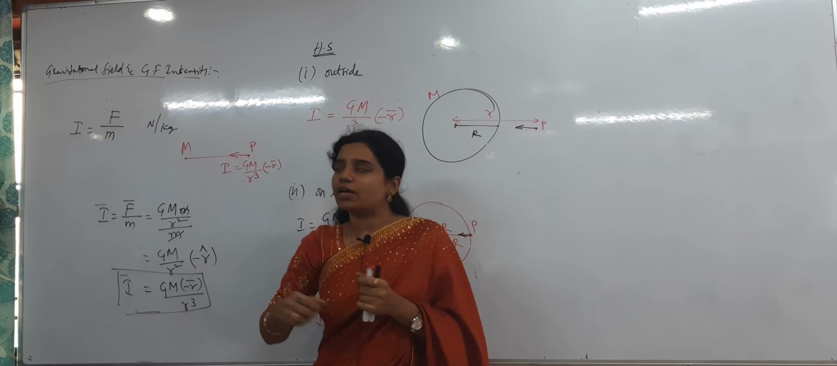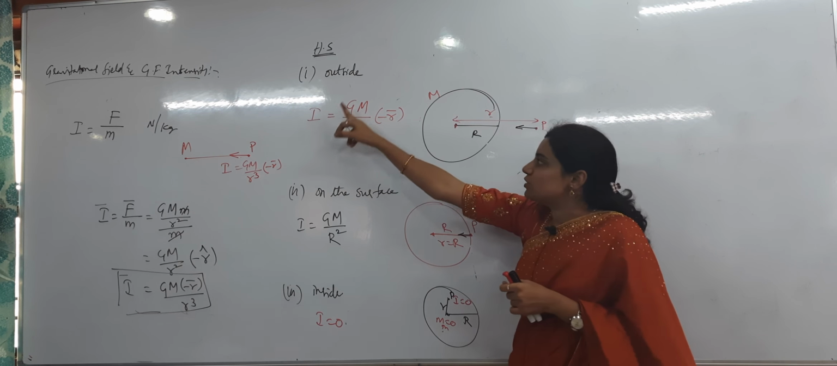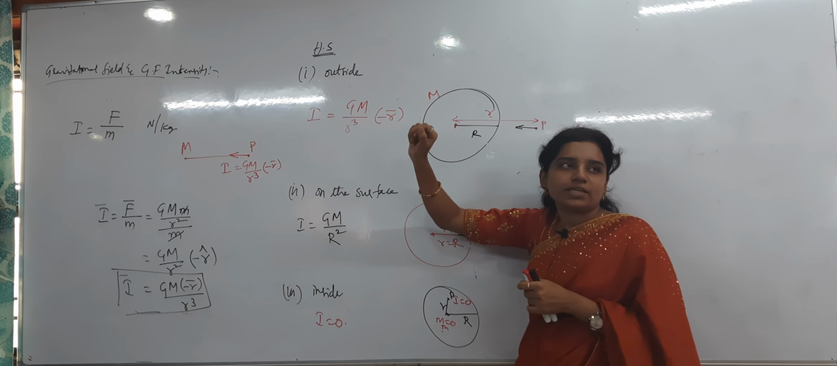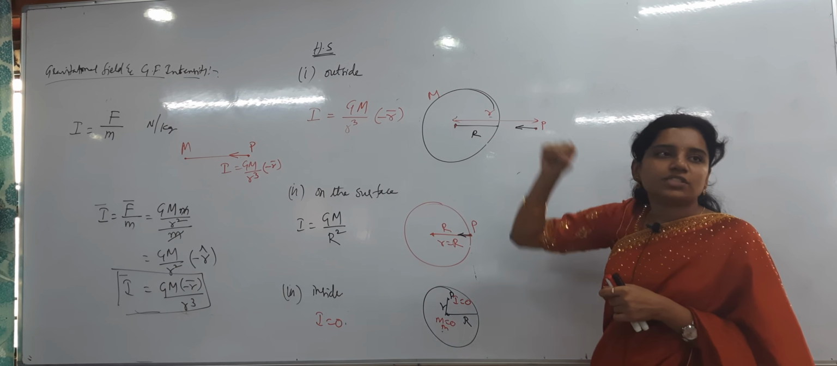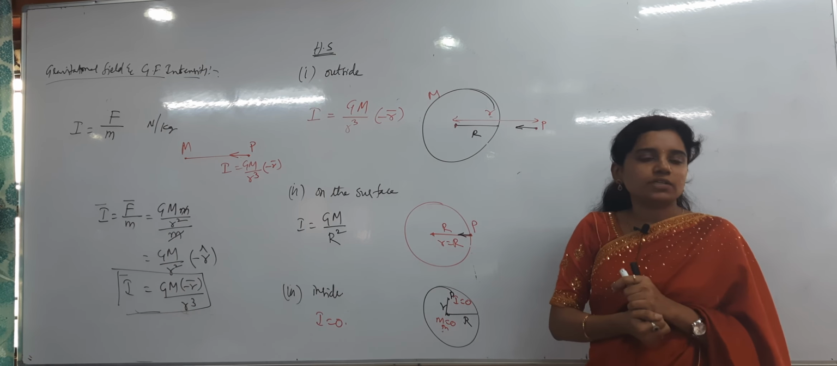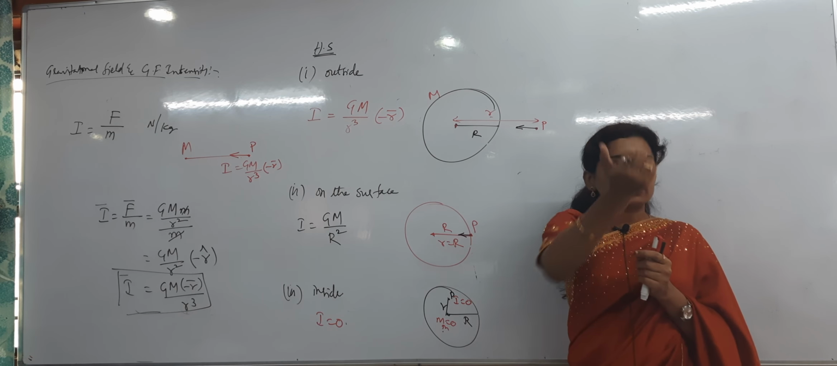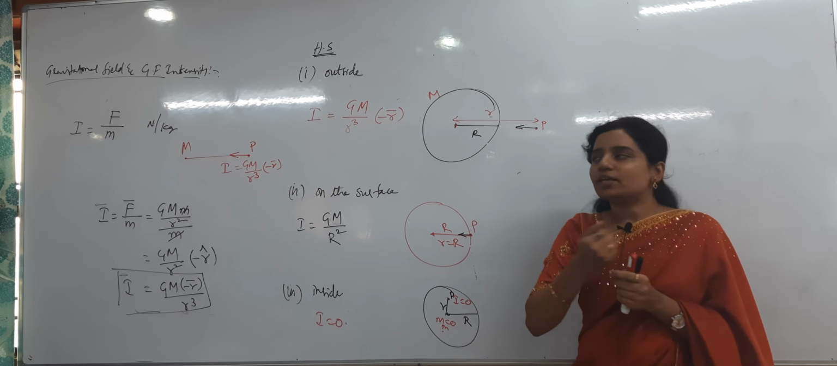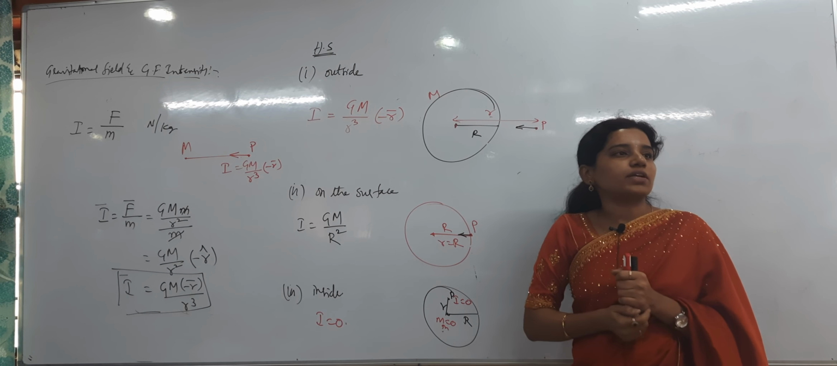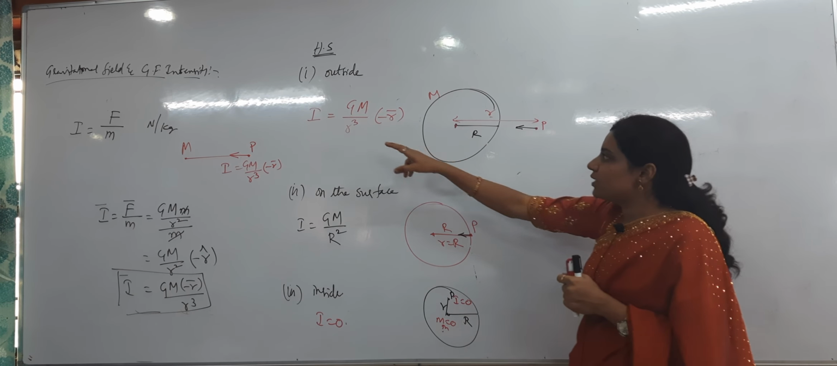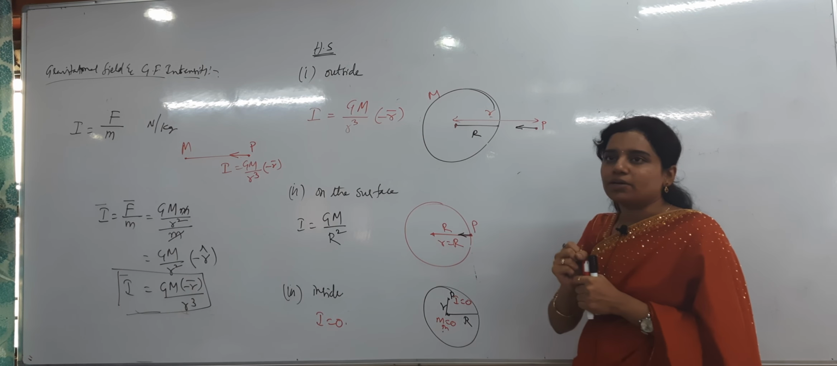Then outside, at what distance are we measuring? R distance, so easily we can get I equals Gm by r cube into minus r bar. Why? Because gravitational force is always which type of force? Attractive force, towards the center, so that will come as minus. Repulsion force, what will we get? Plus. So Gm by r cube minus r bar.